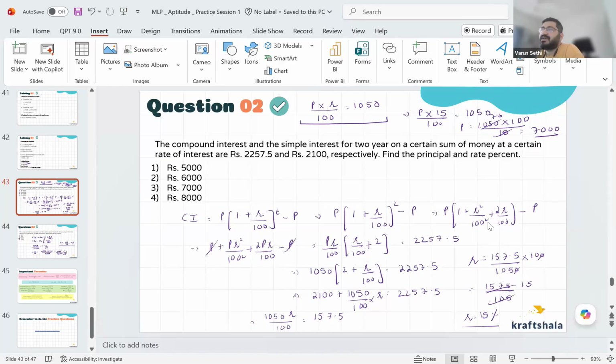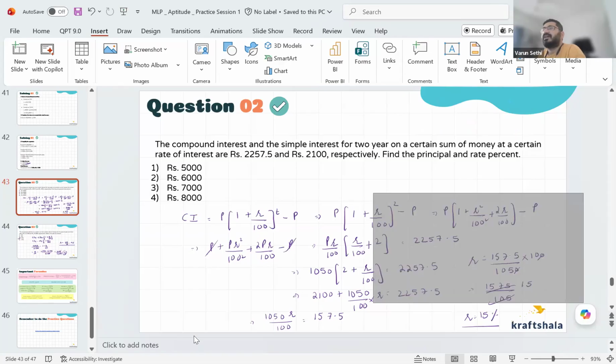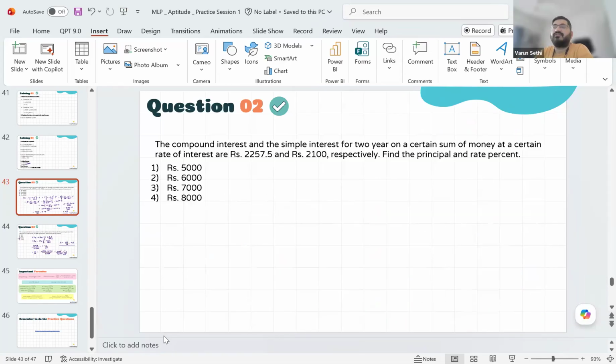The problem here is that with all of this, when we open a plus b whole square, taking out PR upon 100 as common, keeping values here, multiplying them again and again, there might be a possibility where you make a mistake in such calculations, right? Where there are too many things happening. So then we can also use the third and the fourth combination, wherein we know that the simple interest for first year is equal to compound interest for first year.